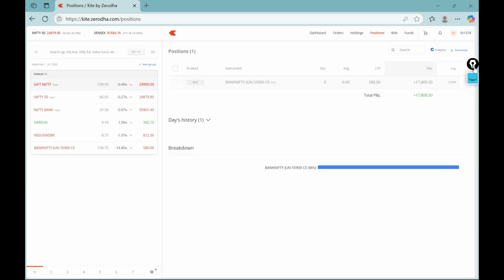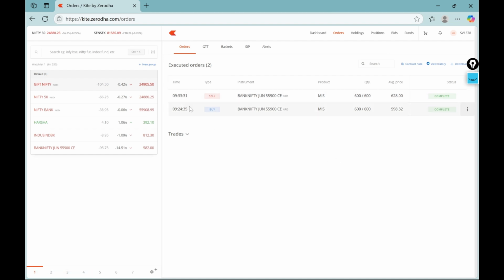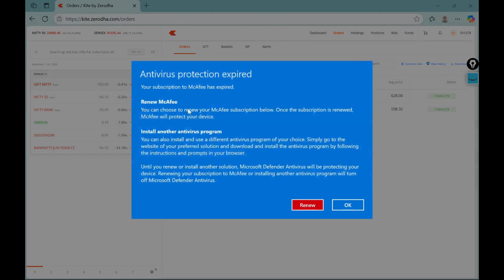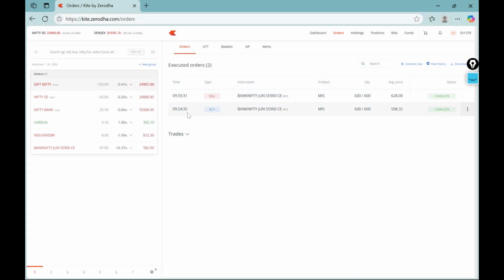So today we have booked 17,800 rupees. If you want, I'll refresh this so you see the order book. I have executed only one order, that is call position 55,900 strike price. 600 quantity at 598 I have executed and 628 have come out of the market guys. Hardly 10 minutes here. At 9:24 the order is punched. At 9:33 we have exited the position.